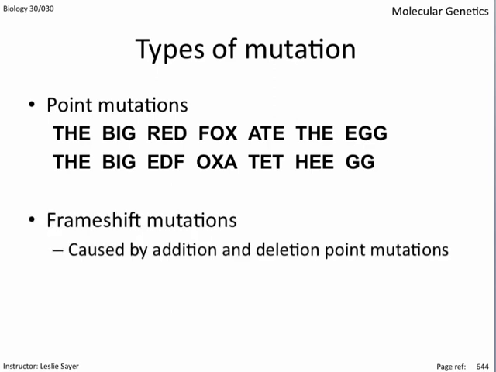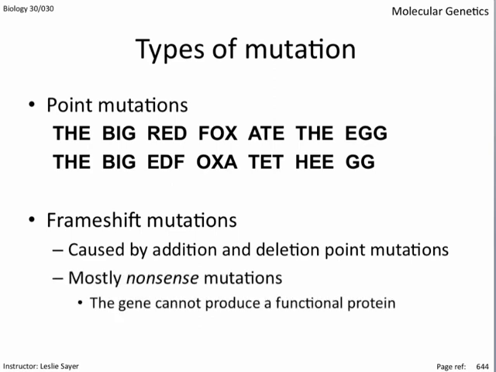Frameshift mutations are caused by addition and deletion point mutations. Point mutations like this are called frameshift mutations because the mutation shifts the frame in which the nucleotides are read as codons. Frameshift mutations are mostly always nonsense mutations. Nonsense mutations mean the genes cannot produce a functional protein.